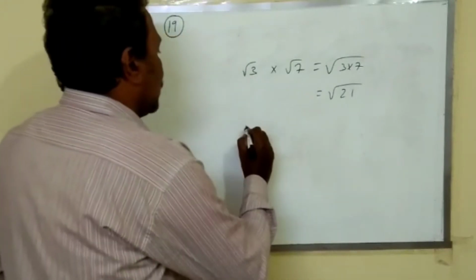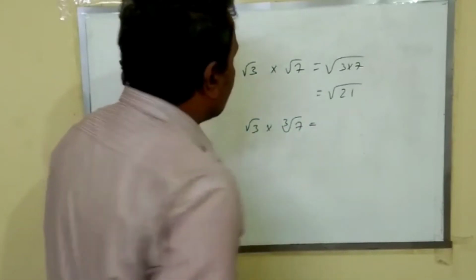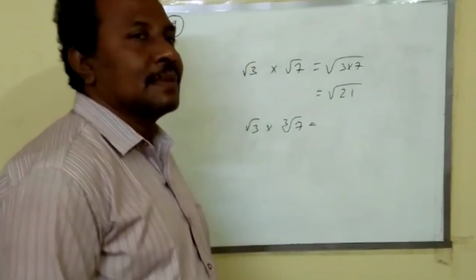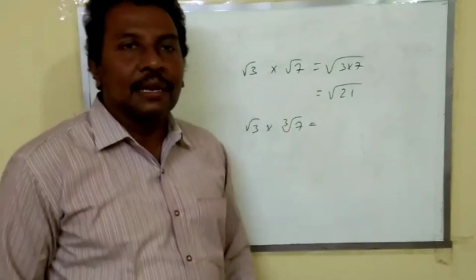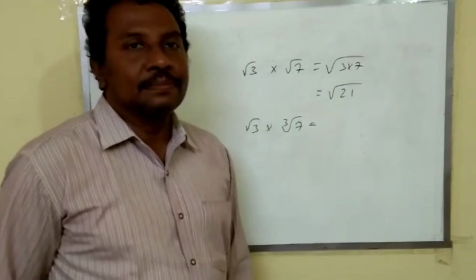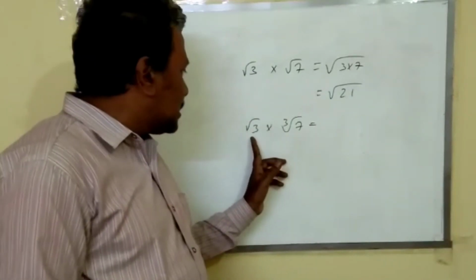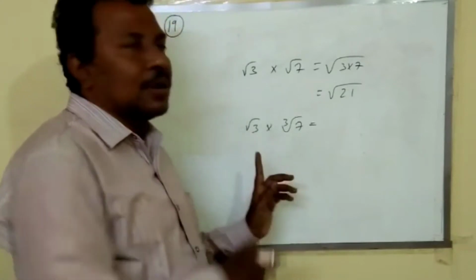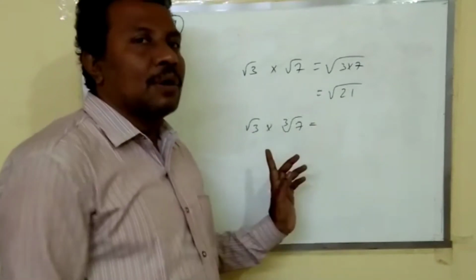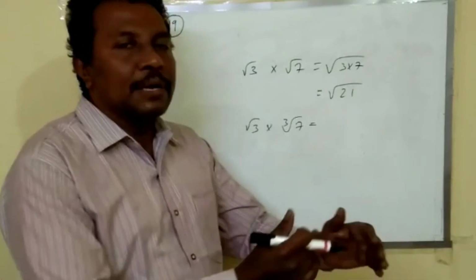Okay, root 3 into cube root of 7. Is it possible? It is not possible. Here the orders are not equal, so it is not possible. If you want to multiply, you have to make the orders equal, just like how we compare two surds. Make this root 3 equal to a cube root of some non-zero number, and then you have to multiply.